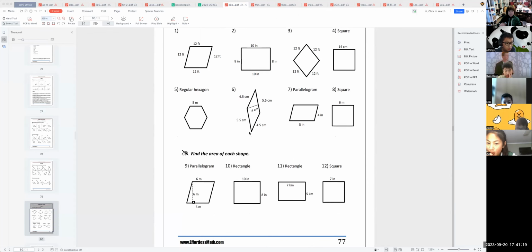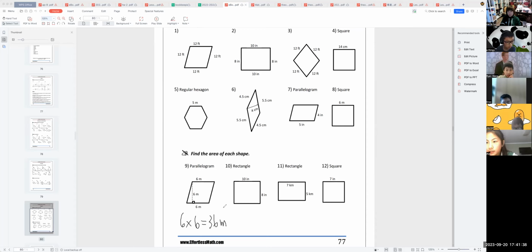So let's take a look at this one. Parallelogram, how to calculate the area of the parallelogram, because rectangle and square, you all know, right? So the area of the parallelogram is the bottom times the height. So it's 6 times 6 equals 36 meters.